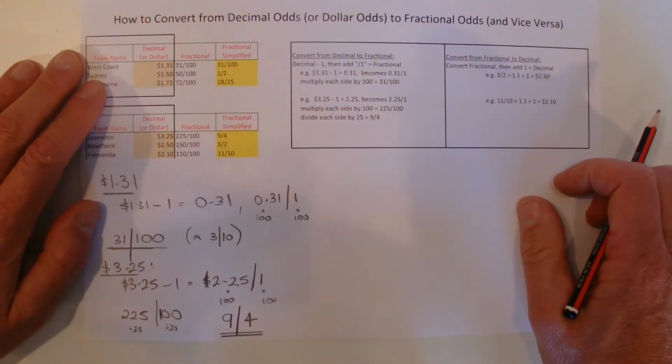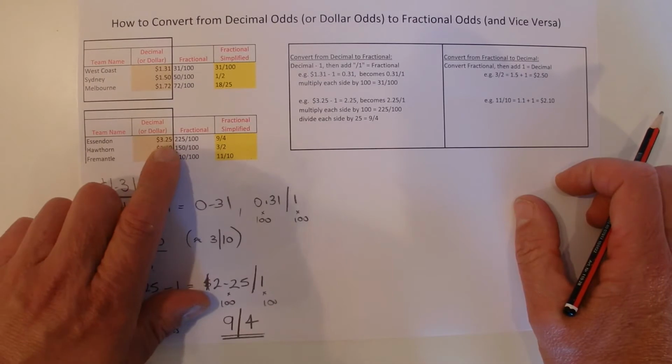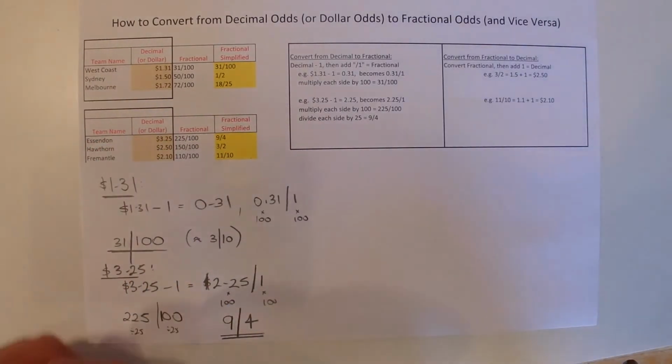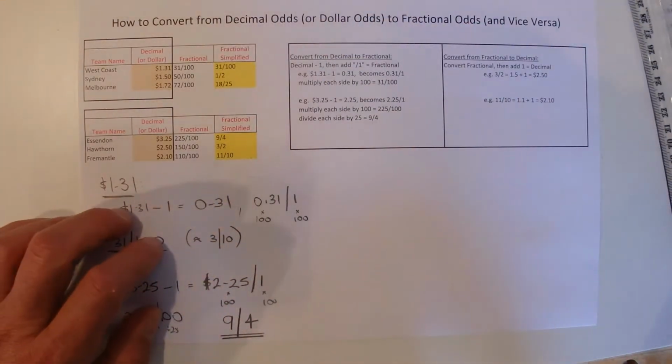And you could impress your friends by knowing that. You'd see something for 3.25 and you'd say, oh yeah, that's Essendon, 9 to 4, and impress your friends with that sort of knowledge.